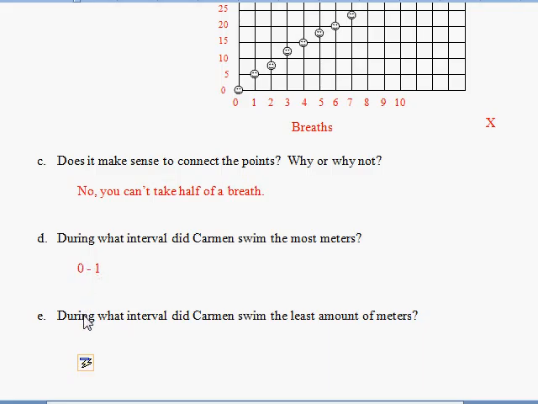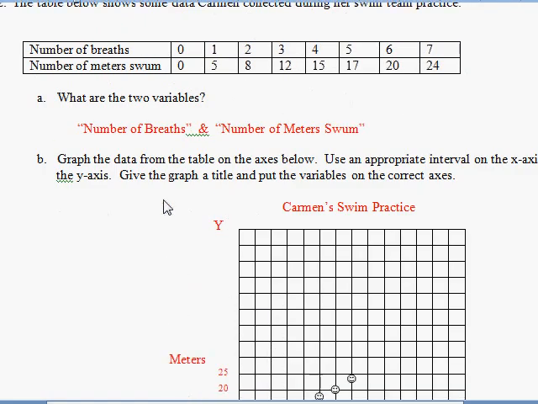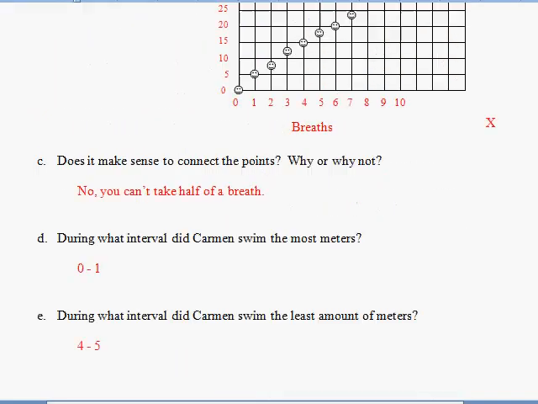The next question says, during what interval did Carmen swim the least amount of meters? Again, we can look at our graph here, but it's probably much easier to look at the table. Between 0 and 1 they went 5, and that was the most, so that doesn't work. Here they went 3, 4, 3, 2, 3, 4. So it looks like it's between the interval 4 to 5. We have our answer here, and that concludes question number 2 on the midterm review.